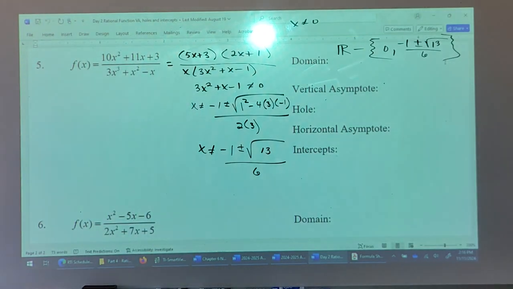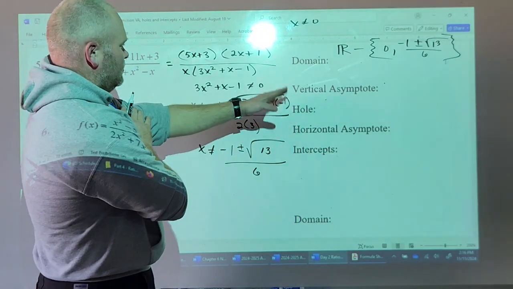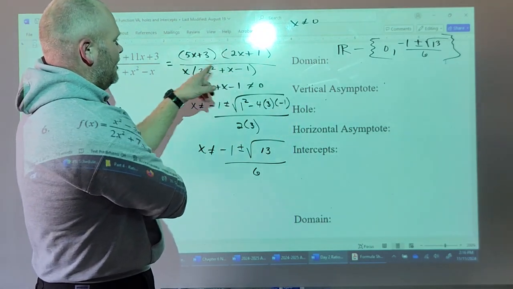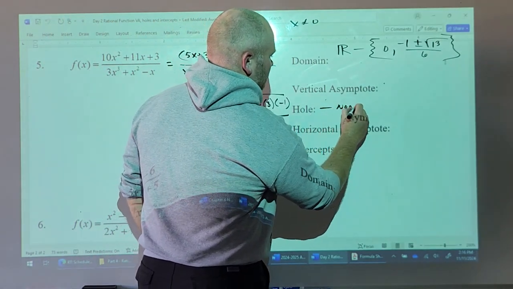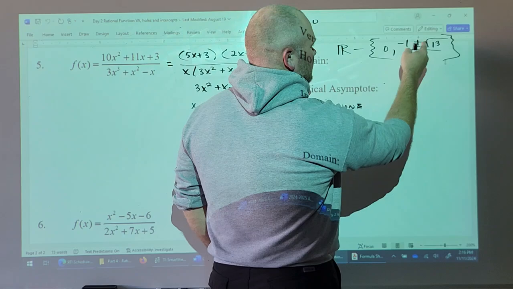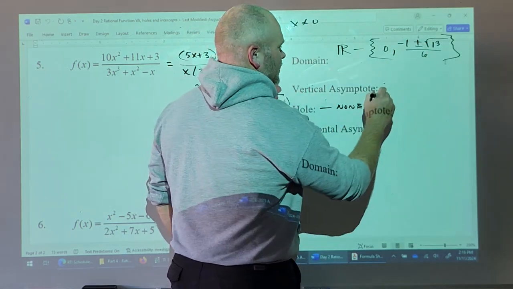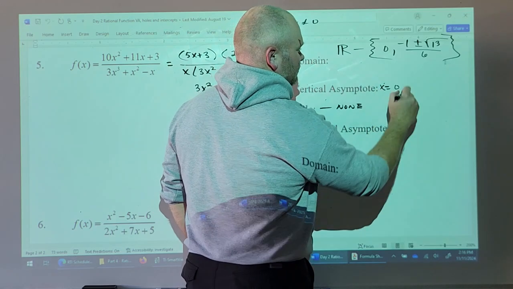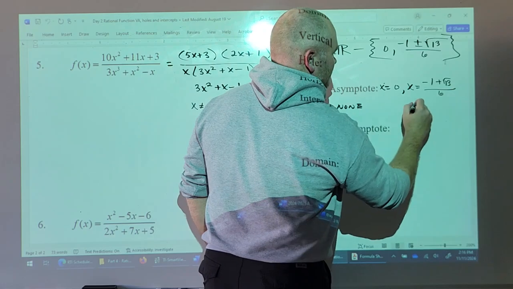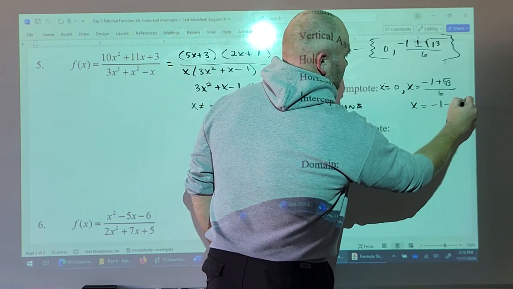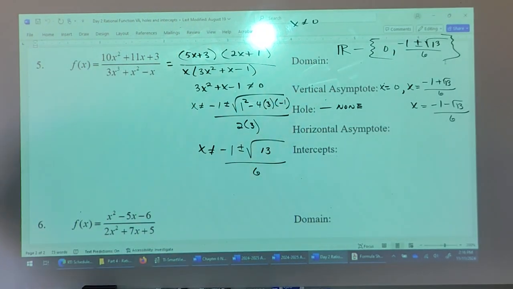Okay, now vertical asymptote-wise. Okay, are there going to be any holes? Hopefully you're thinking no, because there were no linear factors that went away. So there's not going to be any holes. Which means all three of these, the one here and the two that are here, are going to be vertical asymptotes. So vertical asymptote at x equals 0, at x equals negative 1 plus the square root of 13 over 6, and at x equals negative 1 minus the square root of 13 over 6. So this one has 3 vertical asymptotes.